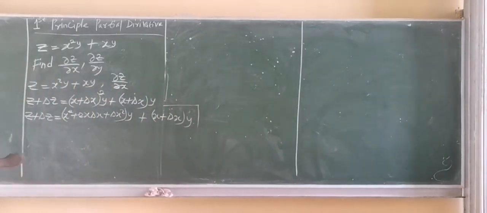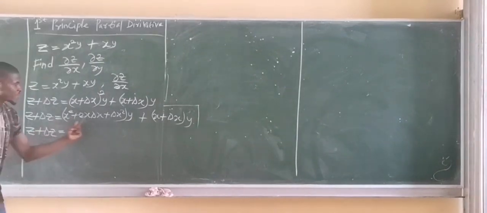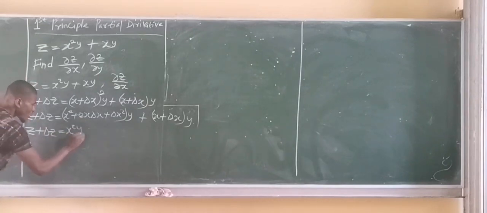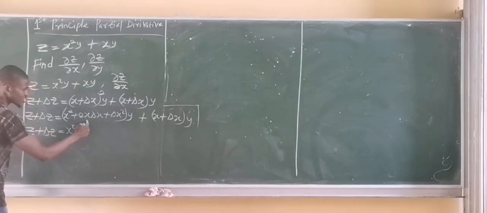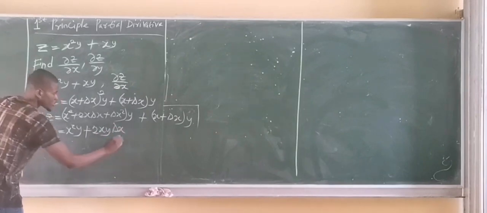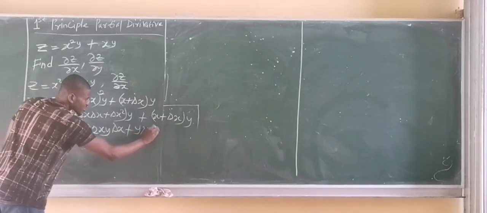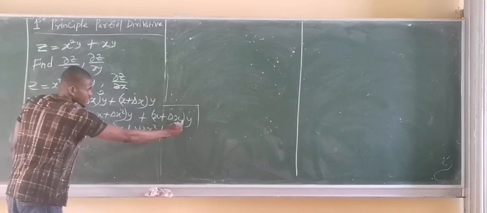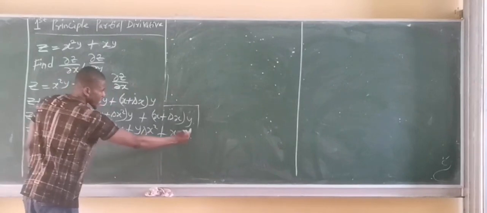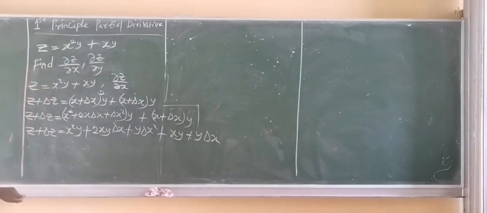Alright. So I'm going to have z plus change in z is equal to, if I expand this bracket, y multiplied by x squared will give me x squared y, y multiplied by 2x change in x will give me plus 2xy change in x, plus y multiplied by change in x squared will give me y change in x all squared, plus, if I also expand this bracket, y multiplied by x will give me xy, y multiplied by change in x will give me plus y change in x. Okay, so I have this.